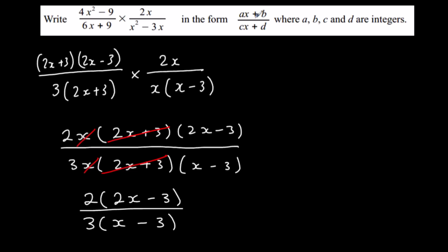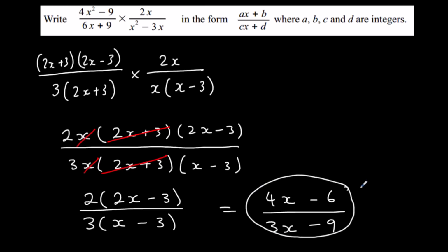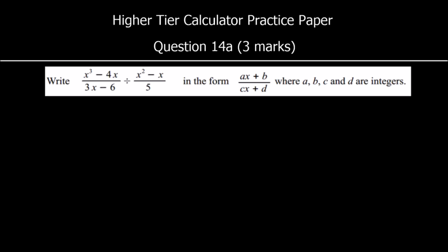It's not quite in the form we wanted. We need to expand the brackets. So 2 times 2x is 4x. 2 negative 3s are negative 6. 3 times x is 3x. 3 negative 3s are negative 9. And now it's in the form we wanted. So that is our answer. Okay, one for you to try. So give this a go.